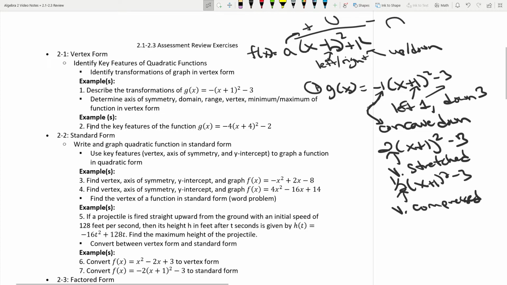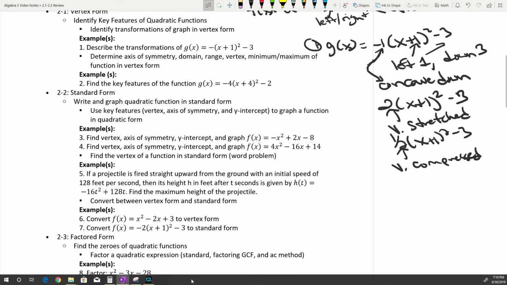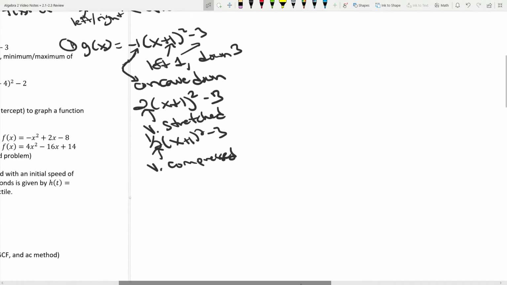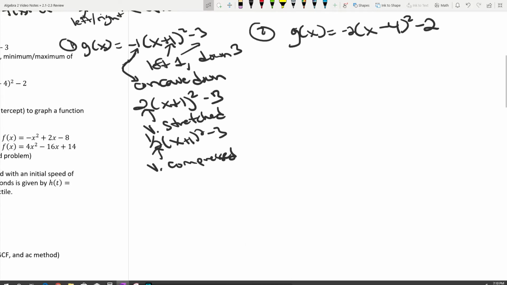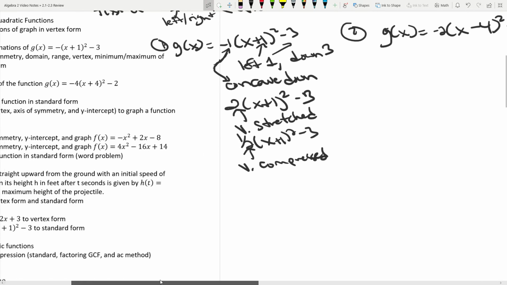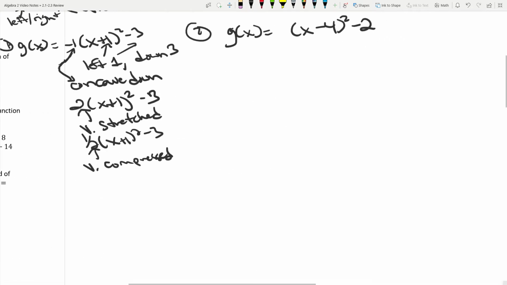All right, so for number 2, find the key features of the function negative 4 times (x plus 4) squared minus 2. Let's write that over here. Negative 4, (x plus 4) squared.